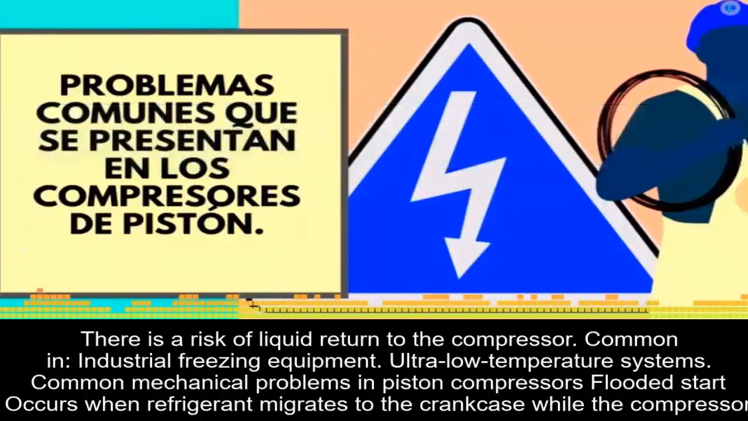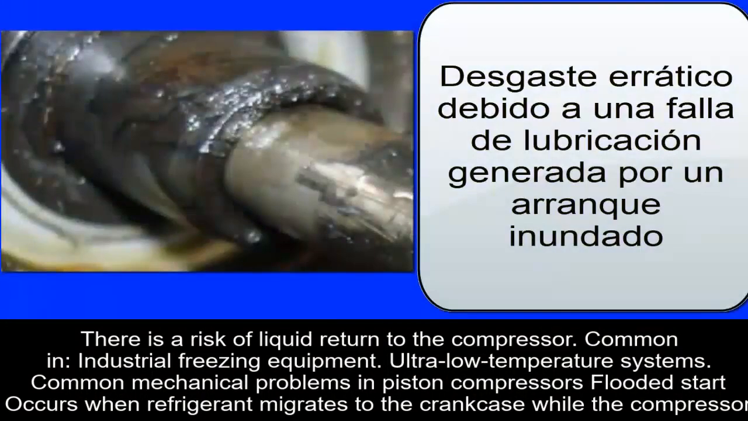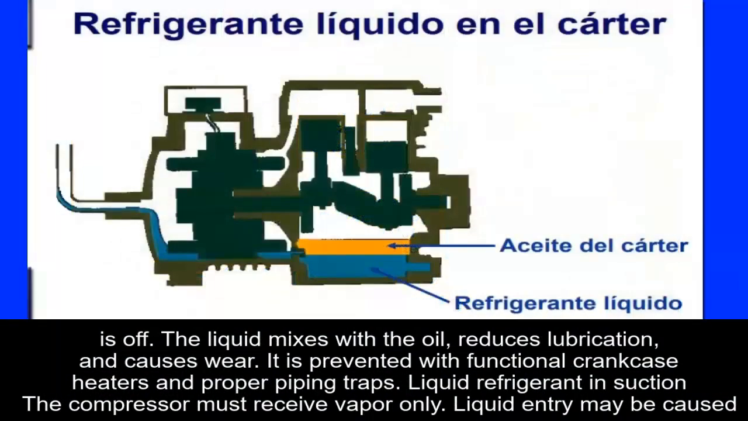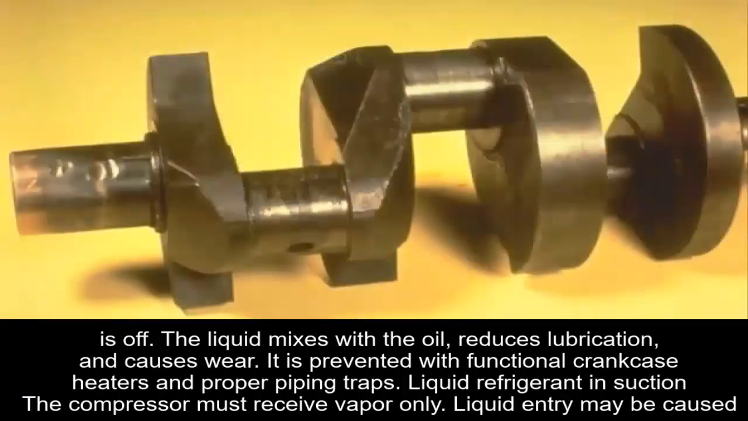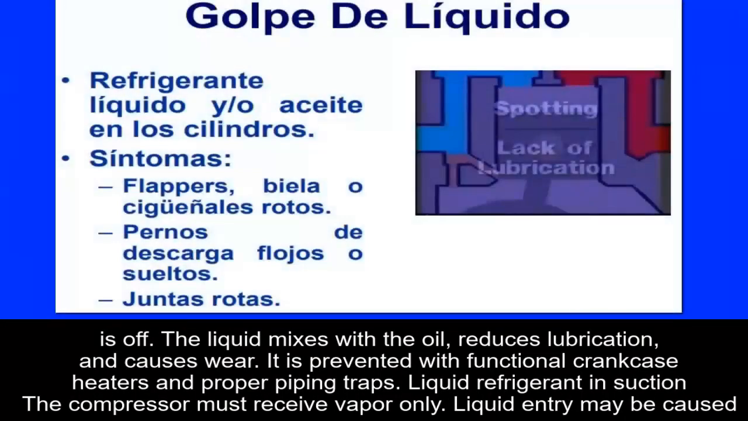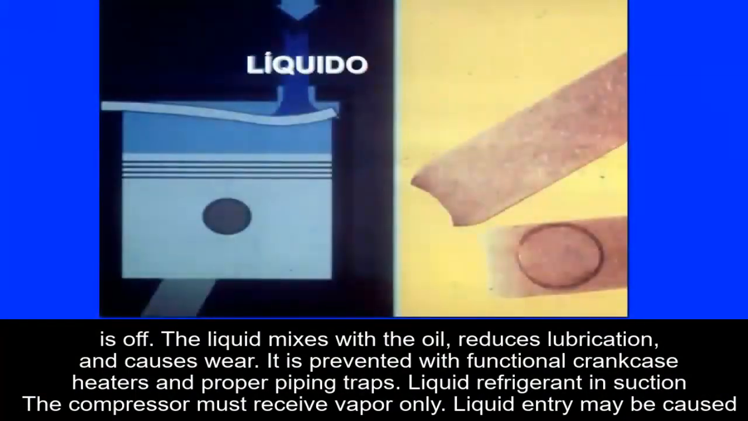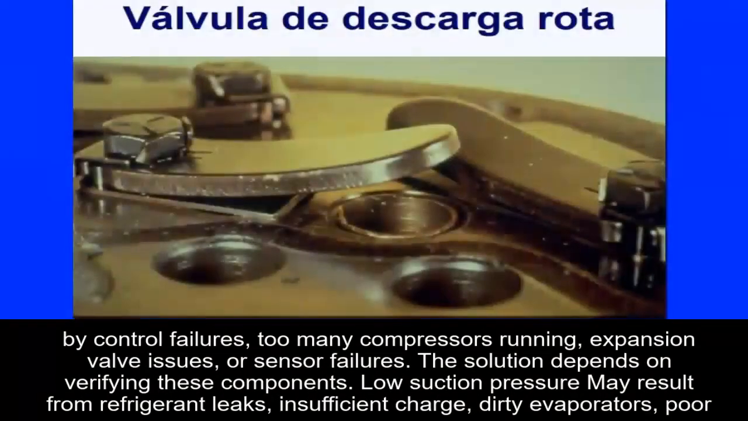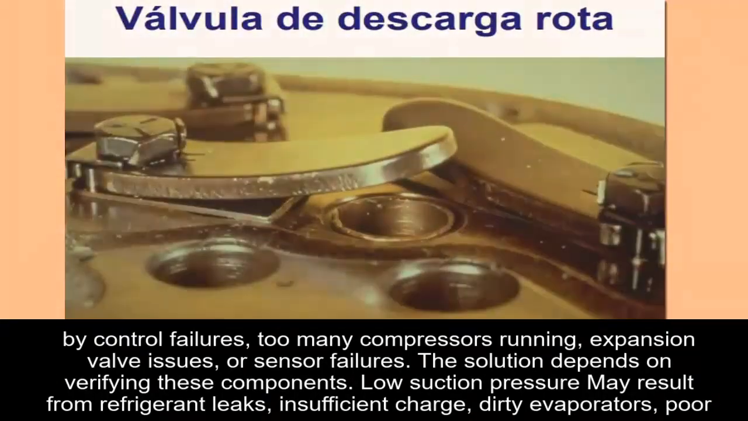Common mechanical problems in piston compressors. Flooded start occurs when refrigerant migrates to the crankcase when the compressor is off. The liquid mixes with the oil, reduces lubrication, and causes wear. It is prevented with functional crankcase heaters and proper piping traps. Liquid refrigerant in suction: the compressor must receive vapor only. Liquid entry may be caused by control failures, too many compressors running, expansion valve issues, or sensor failures. The solution depends on verifying these components.